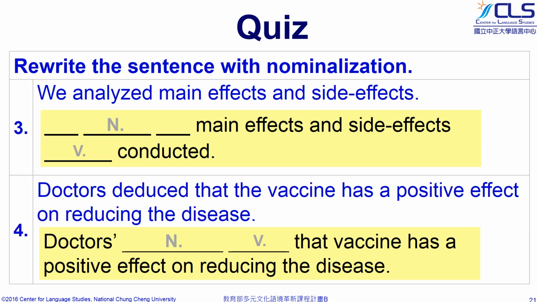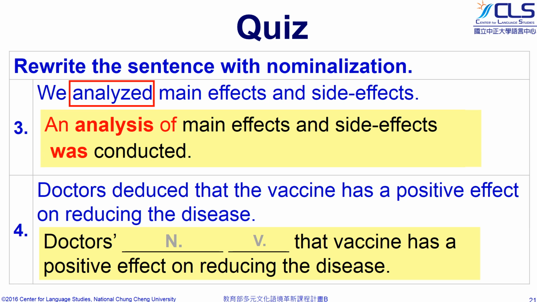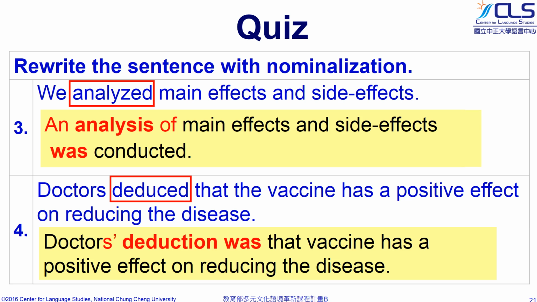Rewrite the sentence with nominalization. The third sentence here, the verb is the past tense, analyzed. So we can replace it with noun and analysis of, and add the past tense verb, was. The nominalization for deduct in the fourth sentence is deduction. We can rewrite the sentence as doctor's deduction was that, and the rest of the sentence stays the same.